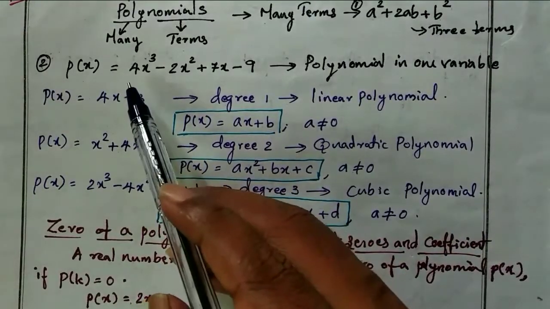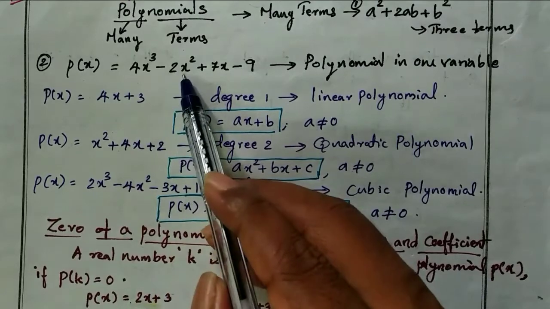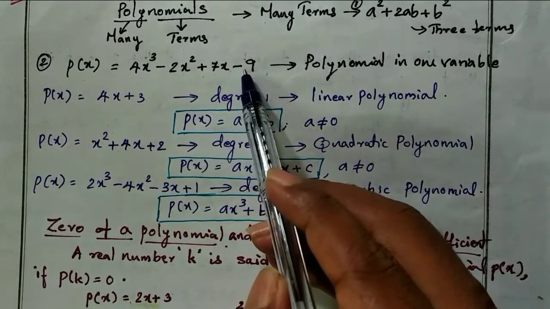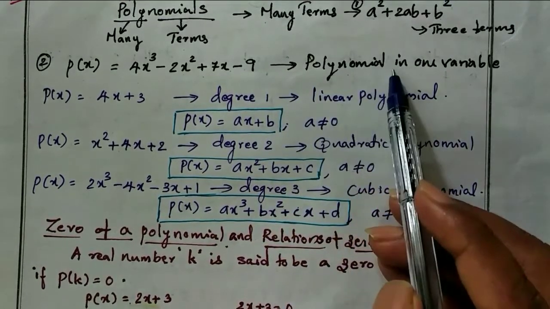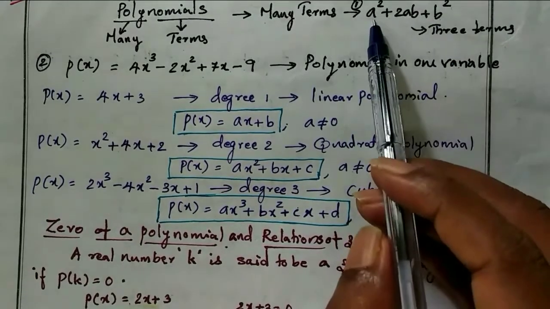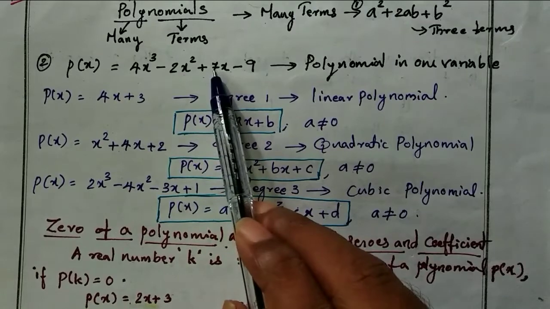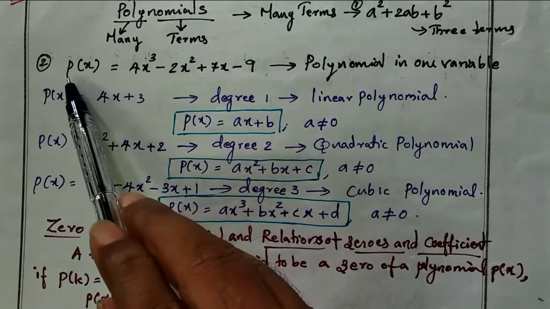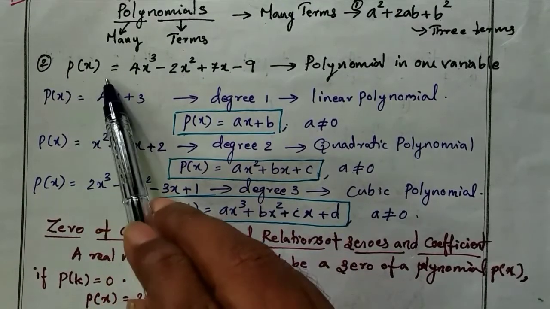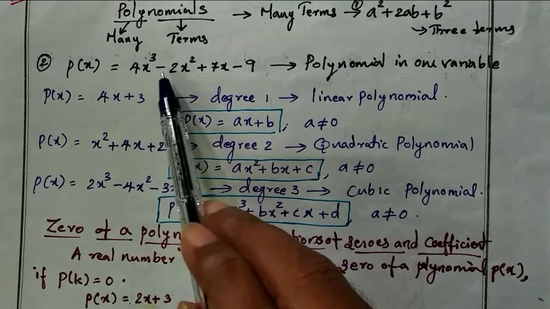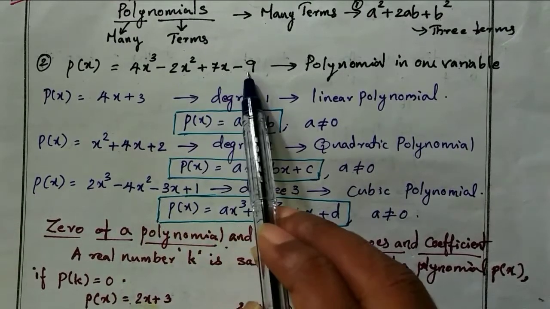Here is another example, 4x raised to 3 minus 2x square plus 7x minus 9. It is called a polynomial in one variable. Here you can see that there is only one variable, that is x. So this can be written as p of x. So p of x is equal to 4x raised to 3 minus 2x square plus 7x minus 9.